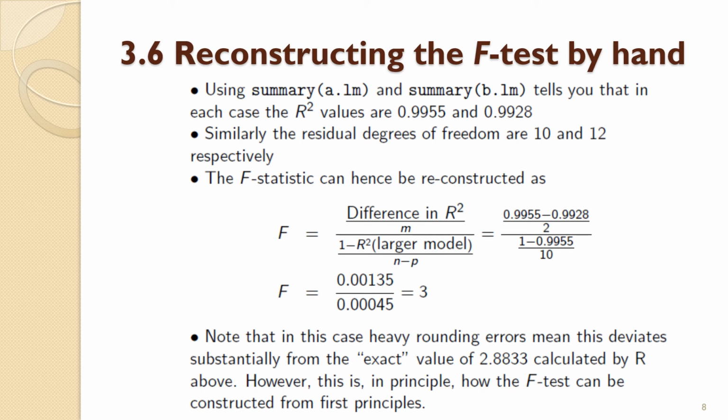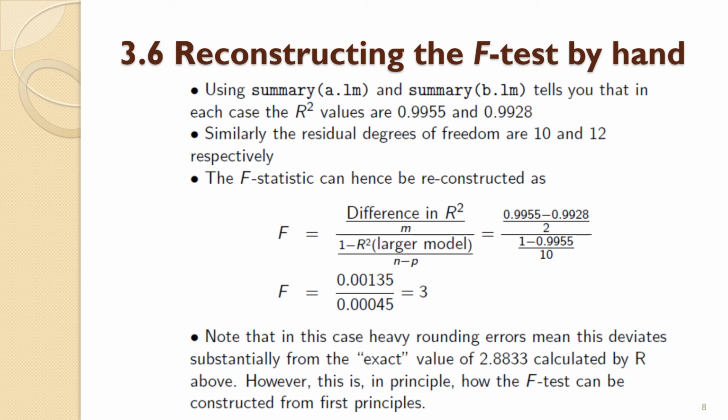If you do summary A.lm and summary B.lm, the R-squared values are 0.9955 and 0.9928, but the R-squared value is higher for the larger model. When you run the summary command, it also tells you that the residual degrees of freedom are 10 and 12, so 10 for the larger model, 12 for the smaller model. So the F statistic: the difference in R-squared is just 0.9955 minus 0.98, and the difference in the degrees of freedom is just the difference between 10 and 12, which is 2.